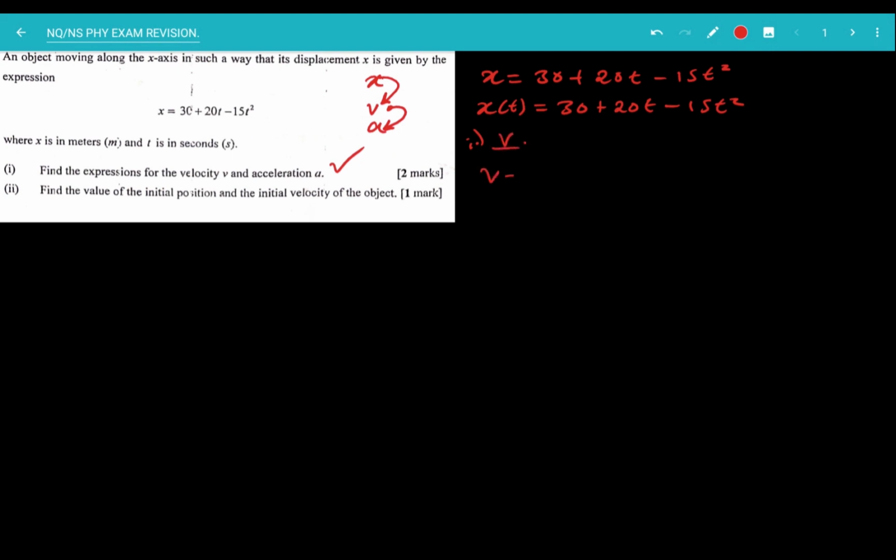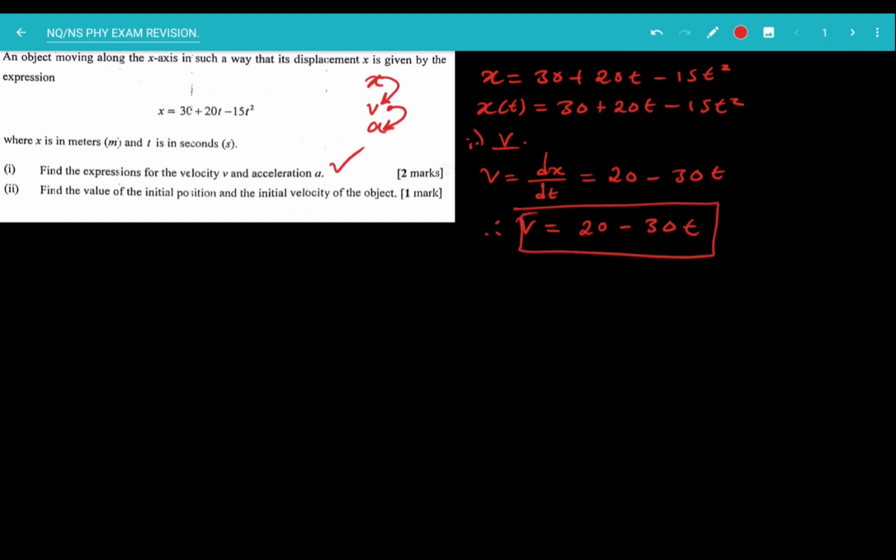We know velocity is the change in x over a period of time. So it's dx over dt, and we differentiate the position function. The derivative of 30 is 0, the derivative of 20t, using the power rule, will be 20. Then the derivative of minus 15t squared will give us minus 30t, that is, reducing the power by 1. So basically the expression will be 20 minus 30t, and this will be the expression for velocity.